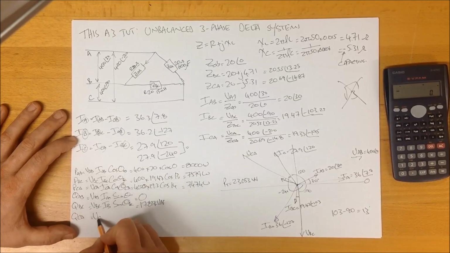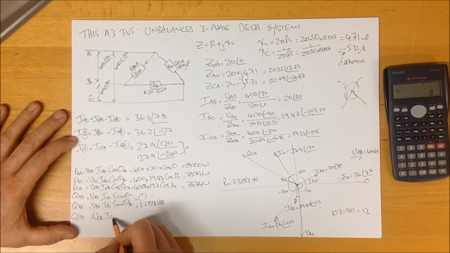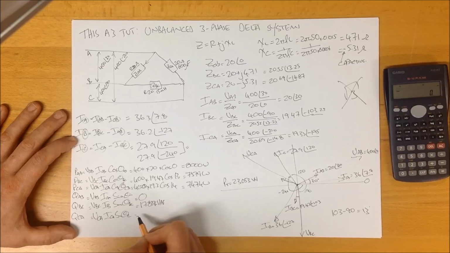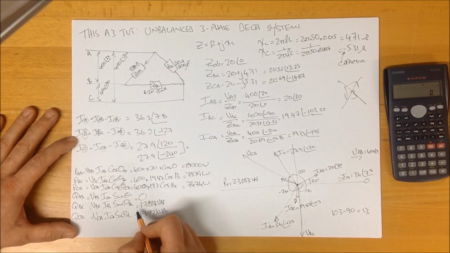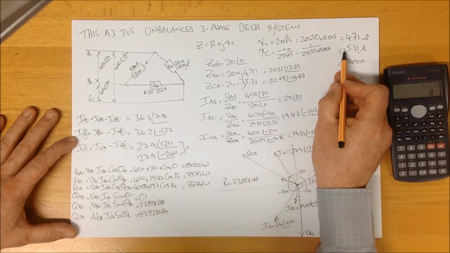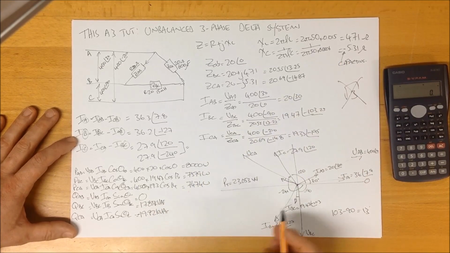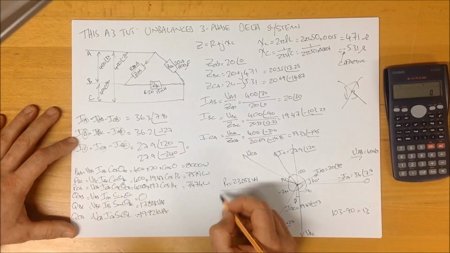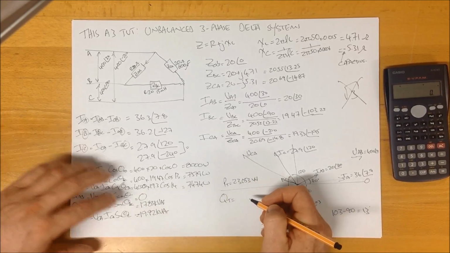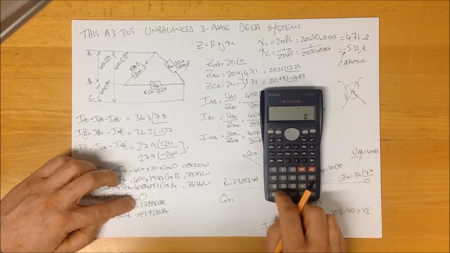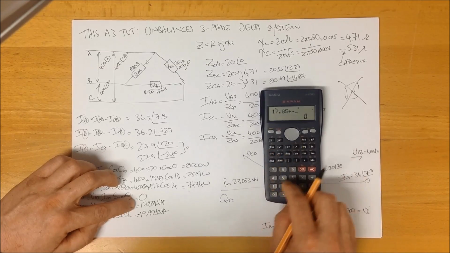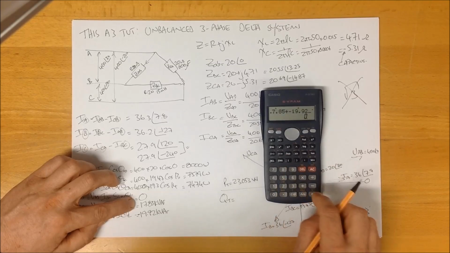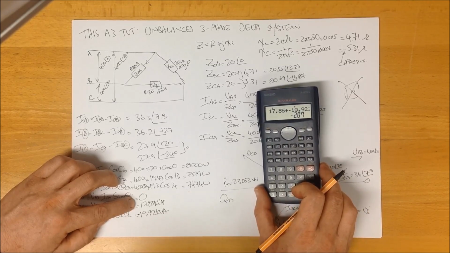QCA is VCA, ICA times the sine of the angle in CA, and that gives us 19.82 kVAR. Now again, because this is capacitive, it needs to be the minus. We talked about this up here. So we can find out what the total QT is, the total reactive power in the system, and it is 17.85 plus minus 19.92, which is minus 2.